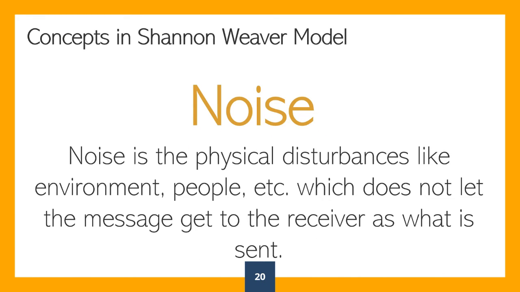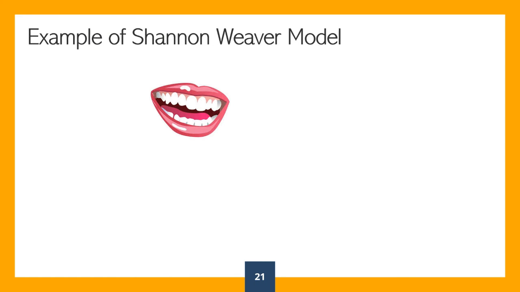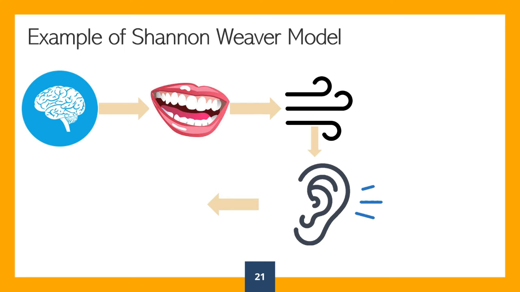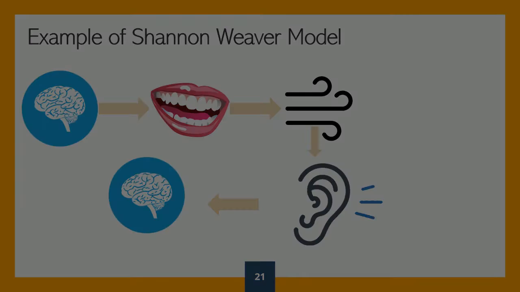The noise is the physical disturbances like environment, people, and the rest, which does not let the message get to the receiver as what is sent. In this example, the brain might be the sender. The mouth might be the encoder, which encodes to a particular language. The air might be the channel. And another person's ear might be the receptor, and his brain might be the decoder and receiver.